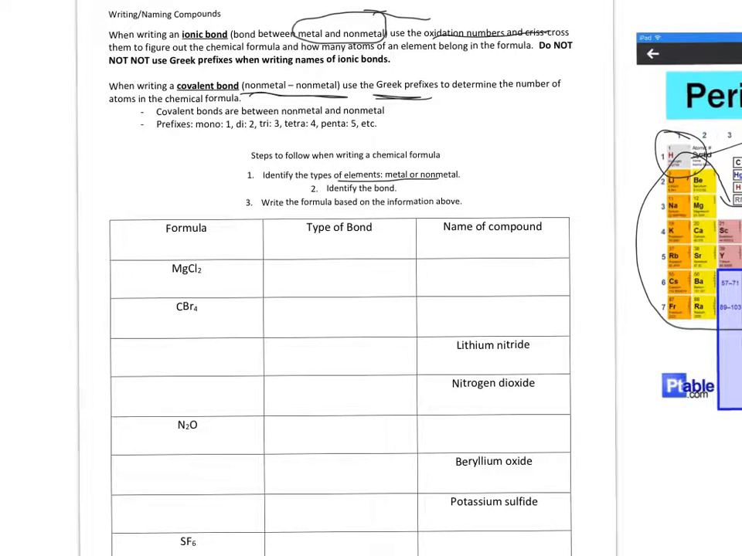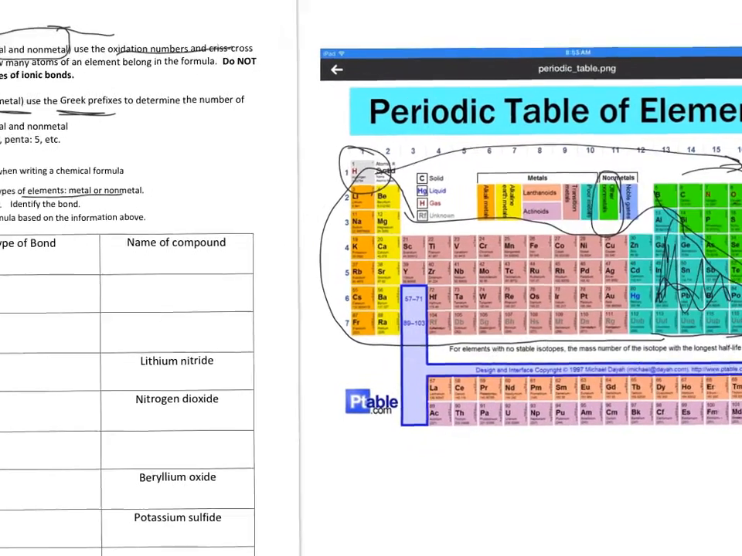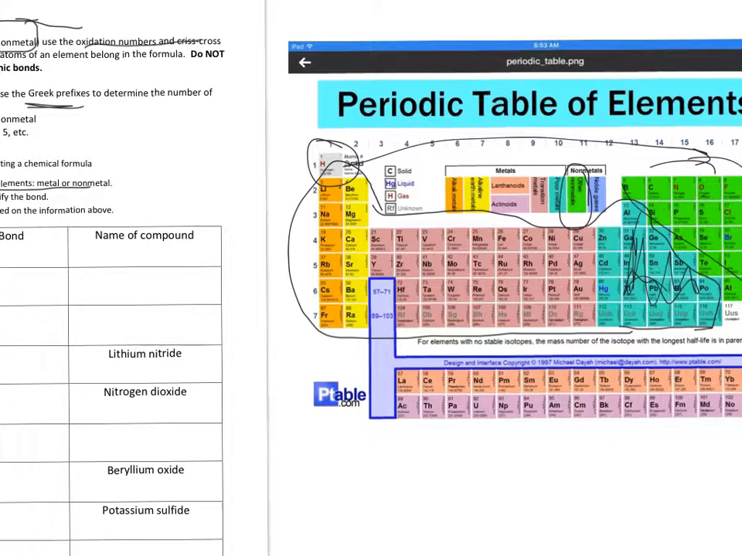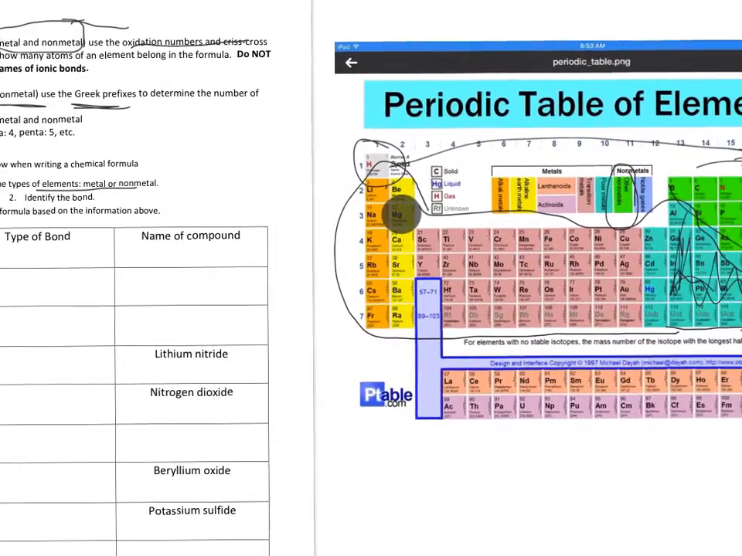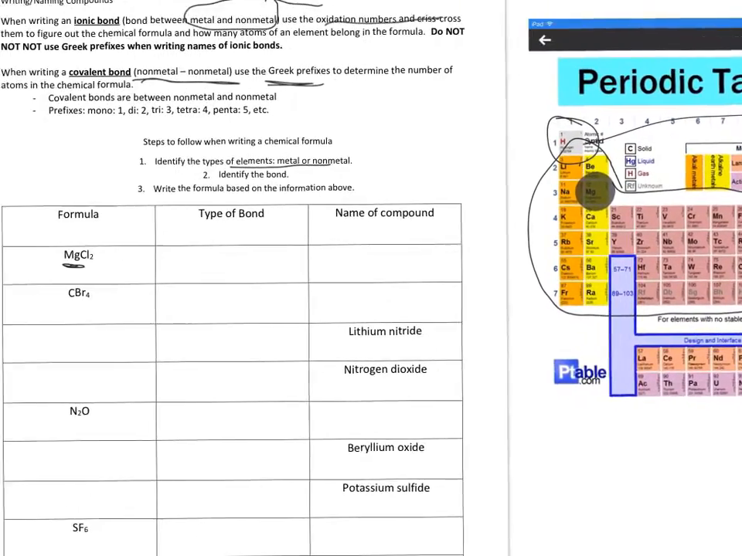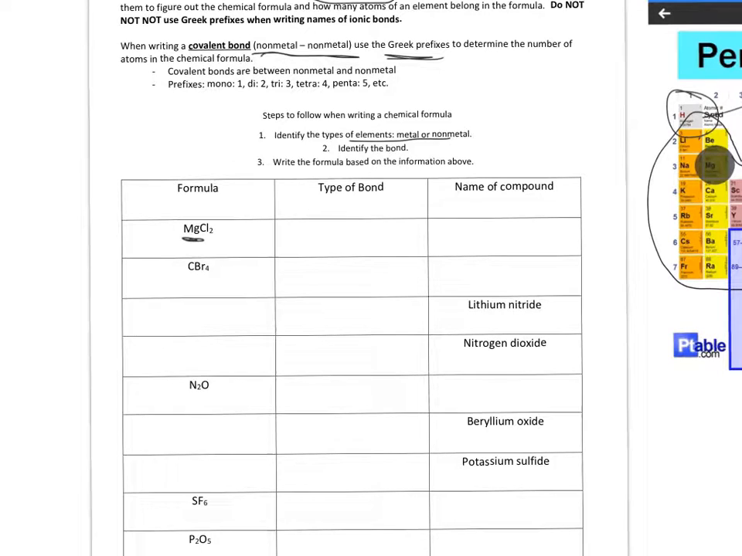So the first thing you need to do is identify the type of elements. Where are they located on the periodic table? Here I have magnesium. Magnesium is right here, it's on the left. So right away I know two metals aren't going to bond. Since magnesium's on the left, chlorine's on the right, I'm going across the periodic table. I know that I have a metal and a non-metal. So I have an ionic bond.